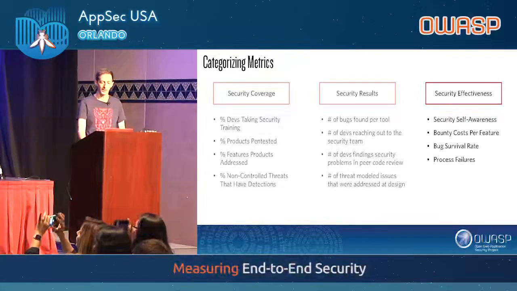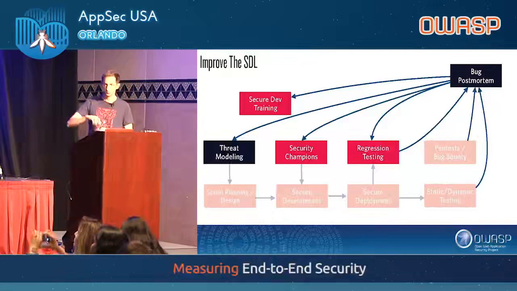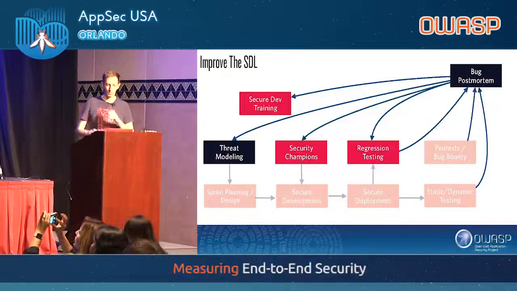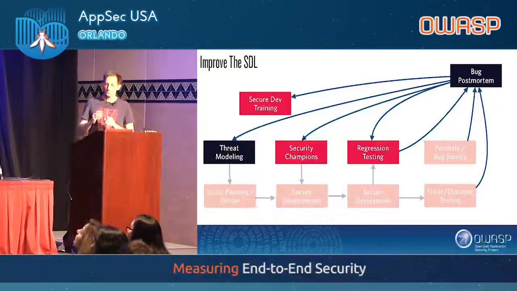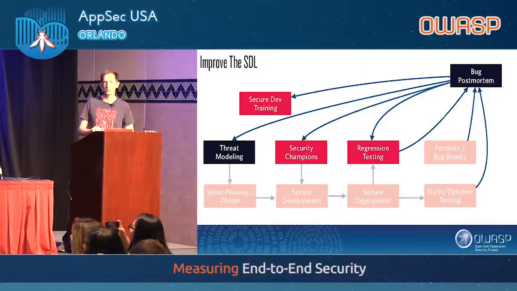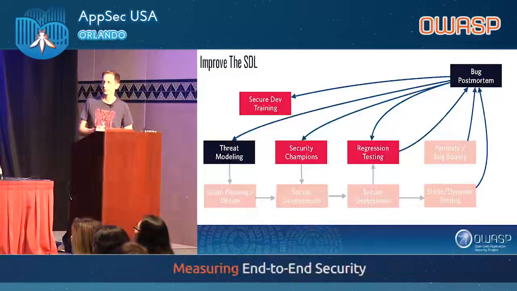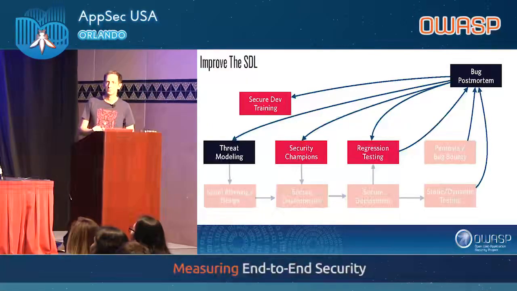And so now we can take that bug postmortem process and feed it back into the SDL. So we modify secure developer training, we modify threat modeling, we modify our interactions with security champions. We use a checklist of what's going wrong, so we can modify the top things we ask them about during our meetings. And then of course, anytime there's one of these bugs in production, we modify our regression testing as well.